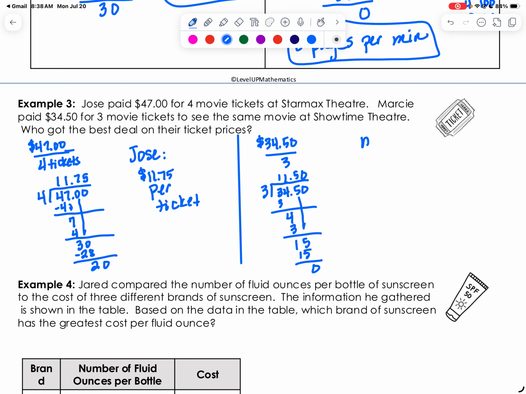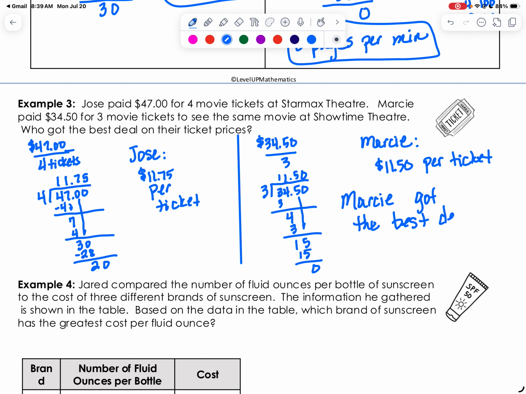So Marcy paid $11.50 per ticket. So the question was, who got the best deal? So Marcy got the best deal on the tickets.